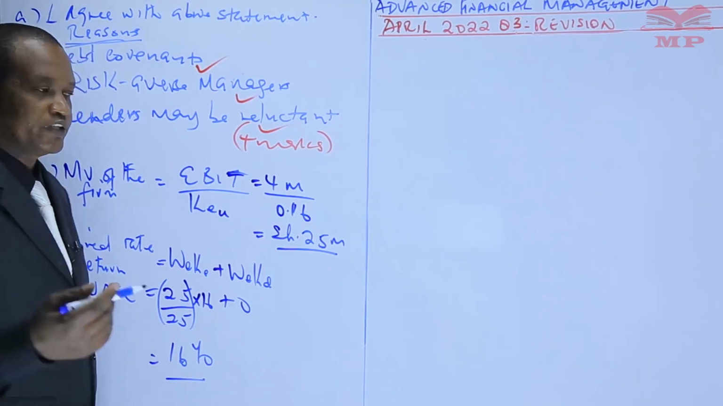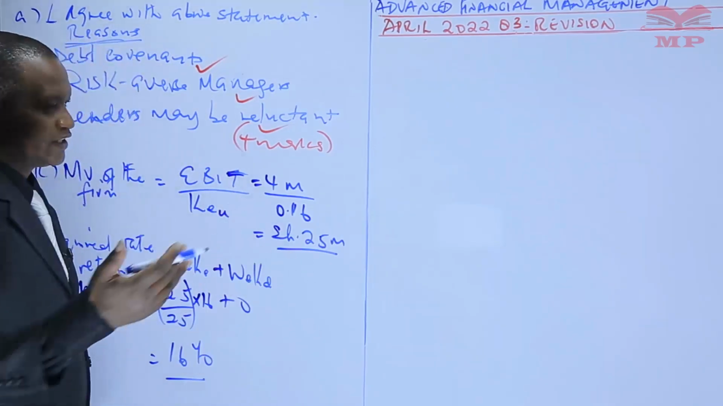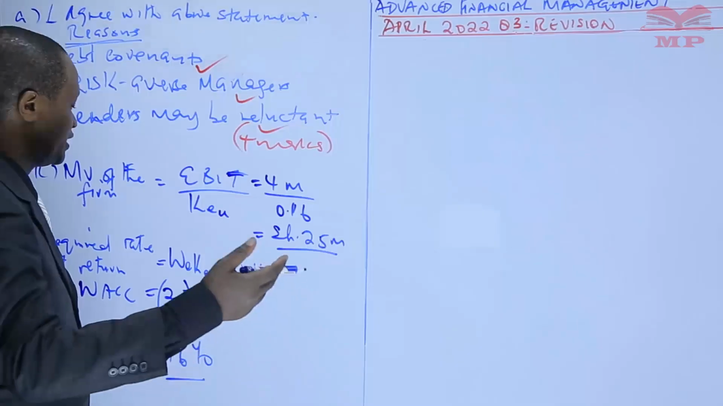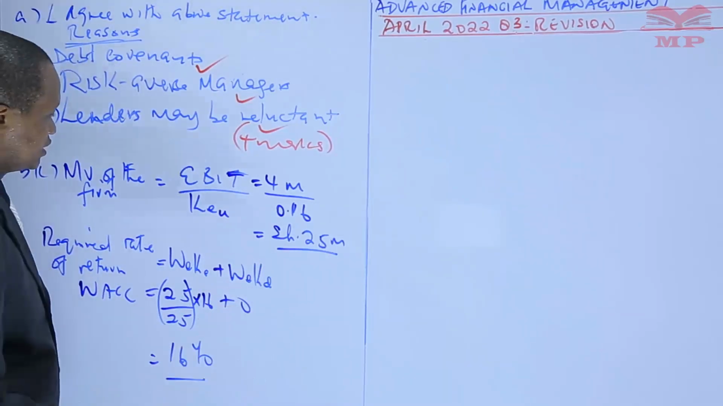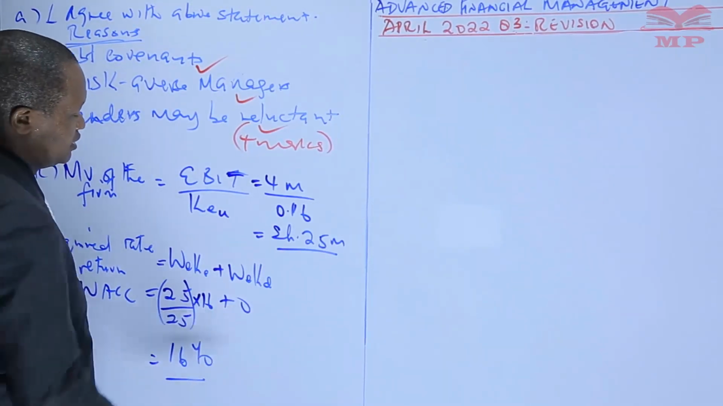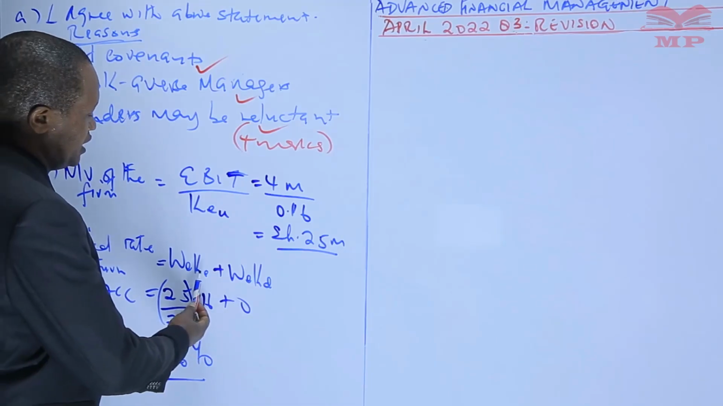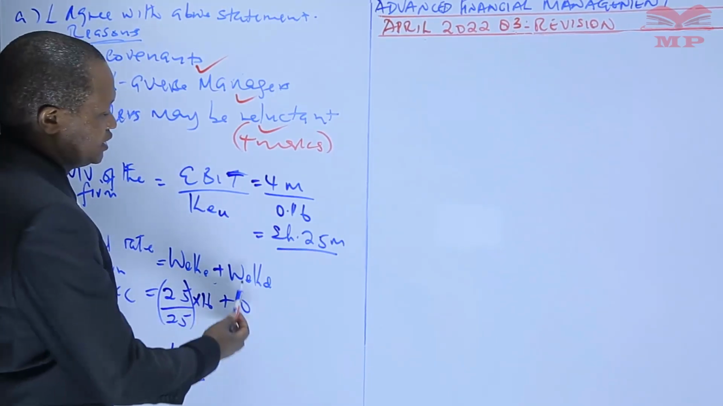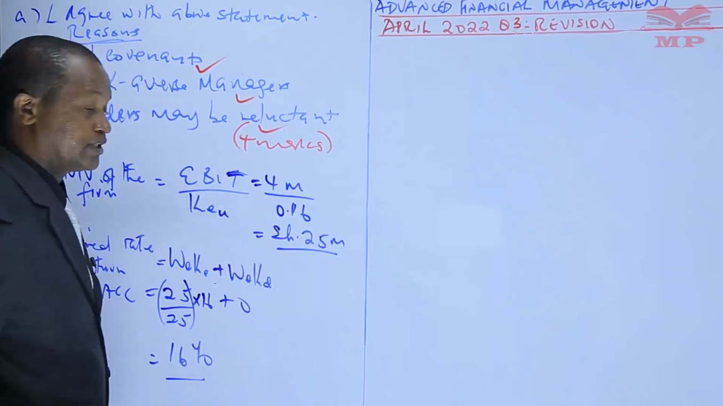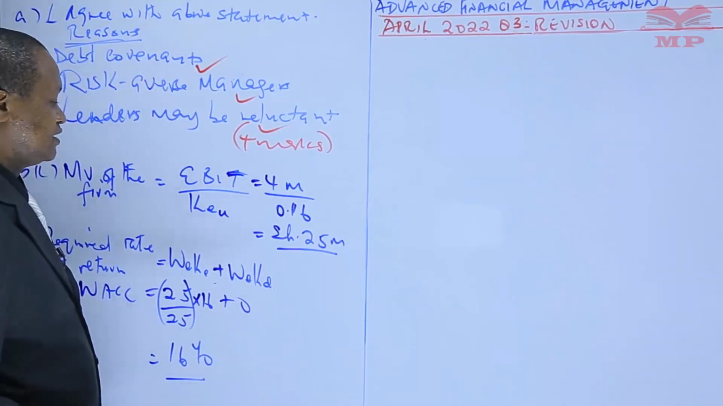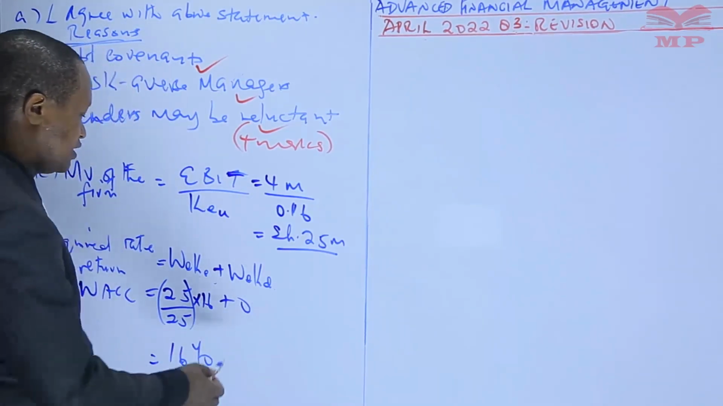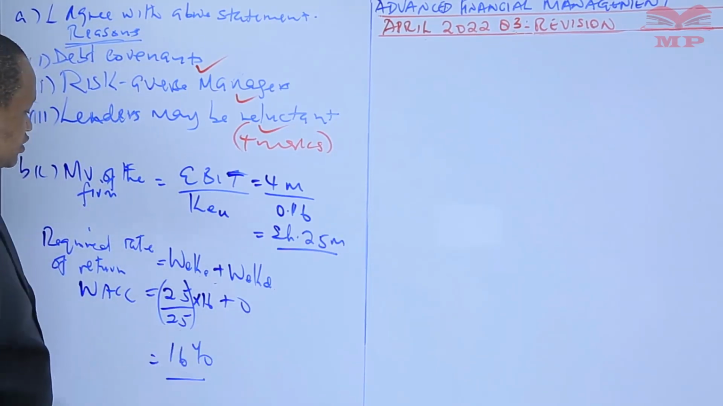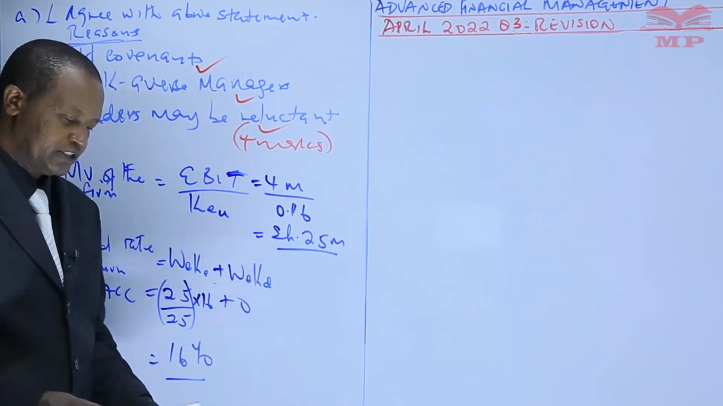So the required rate of return of an unlevered firm is equal to the weighted average cost of capital, which is equal to the weight of cost of equity plus the weight of debt. But since the firm is unlevered, there is no debt. That's why I've put 0 here, and therefore the weighted average cost of capital of this firm is 16%.